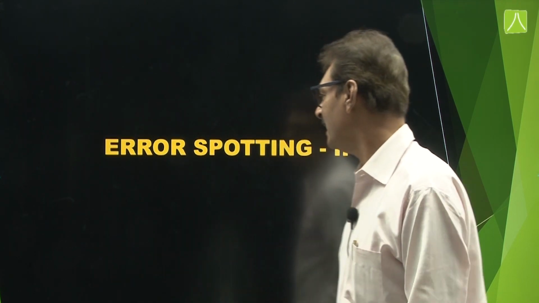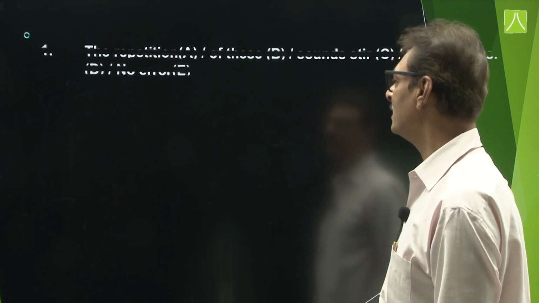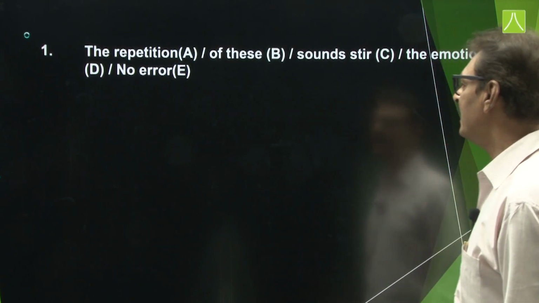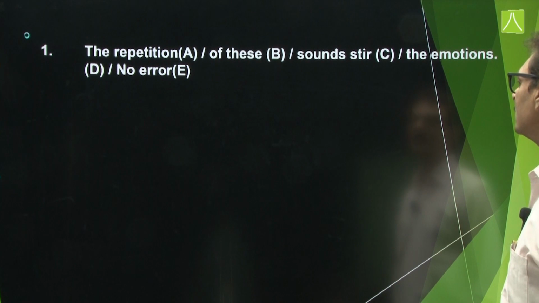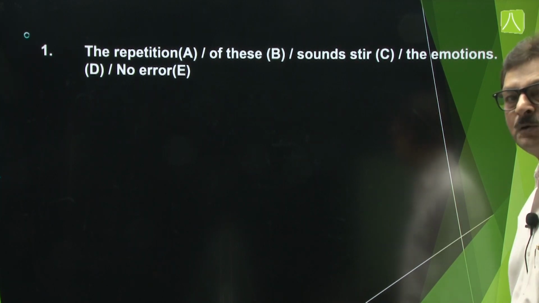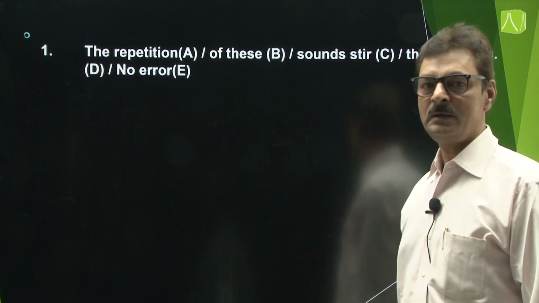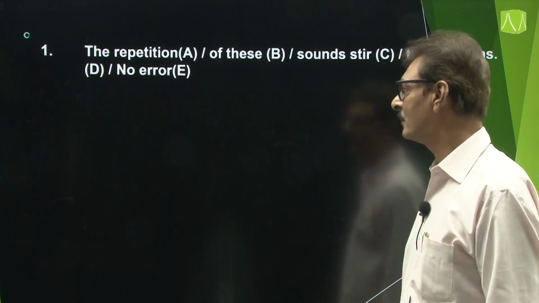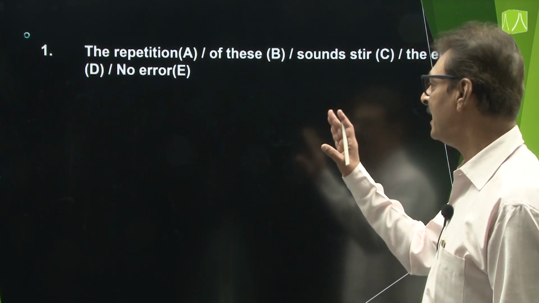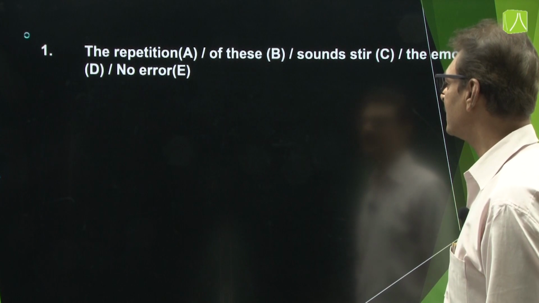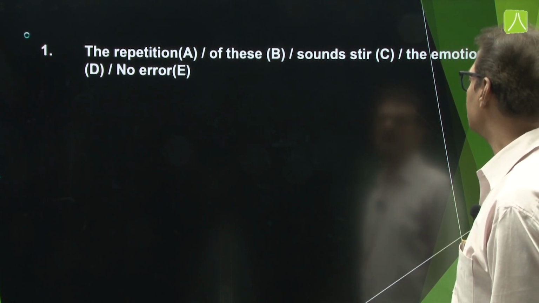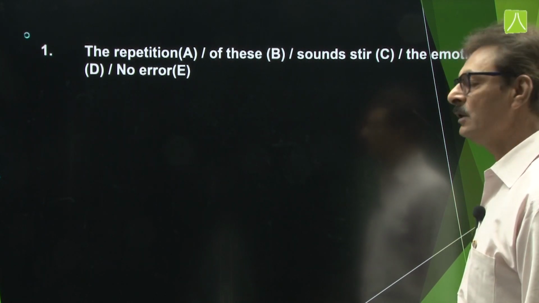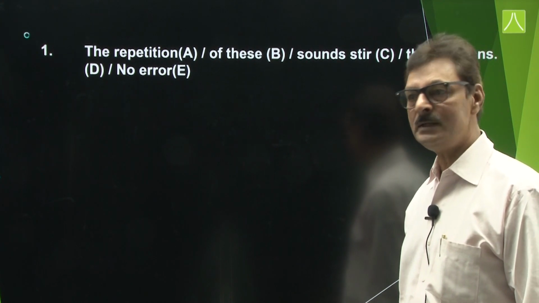चलो चलते हैं error spotting के first example for today. The repetition of these sounds stir the emotions. If you feel कोई error नहीं है, your answer should be option E. So, check each and every phrase carefully. The repetition of these sounds stir the emotions. Do you feel there is any error in this?